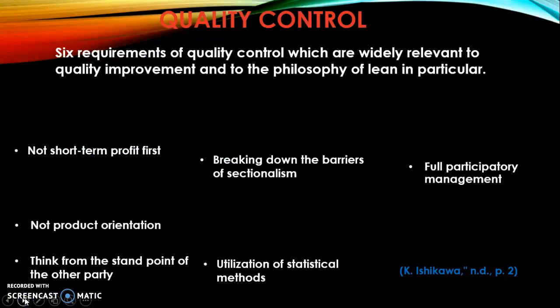Six requirements of quality control that are widely relevant to quality improvement and to the philosophy of lean in particular. Not short-term profit. Breaking down the barriers of sectionalism, full participatory management. Not product orientation. Think from the standpoint of the other party. Utilization of statistical methods.